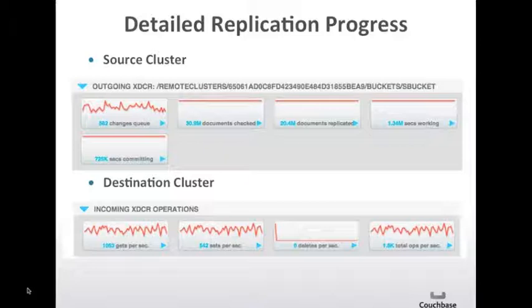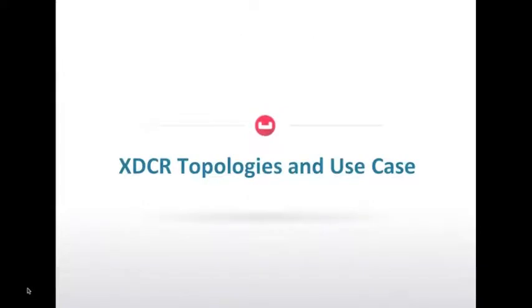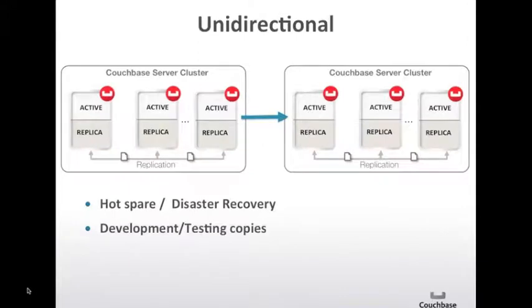Now let's talk more about what topologies we support and what the use cases are. The most common topologies are unidirectional replication and bidirectional replication. In unidirectional replication, it's one way, from the source cluster to the destination cluster.